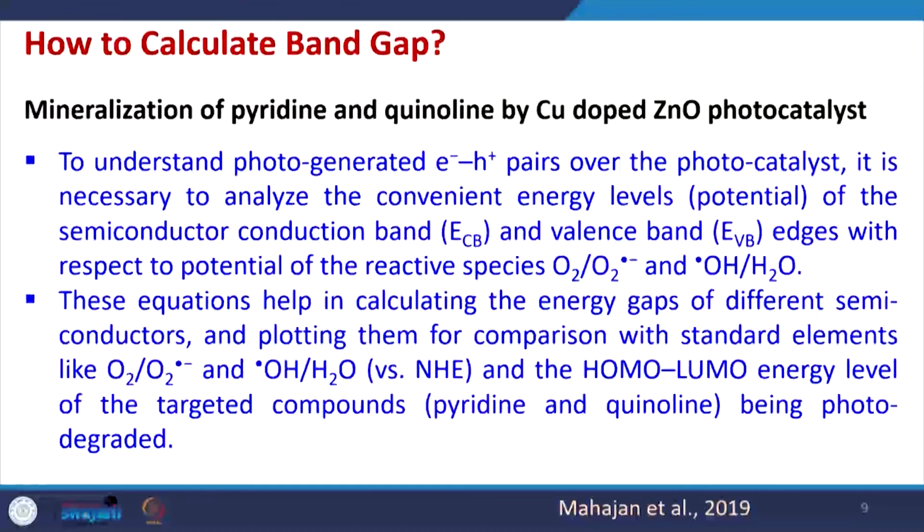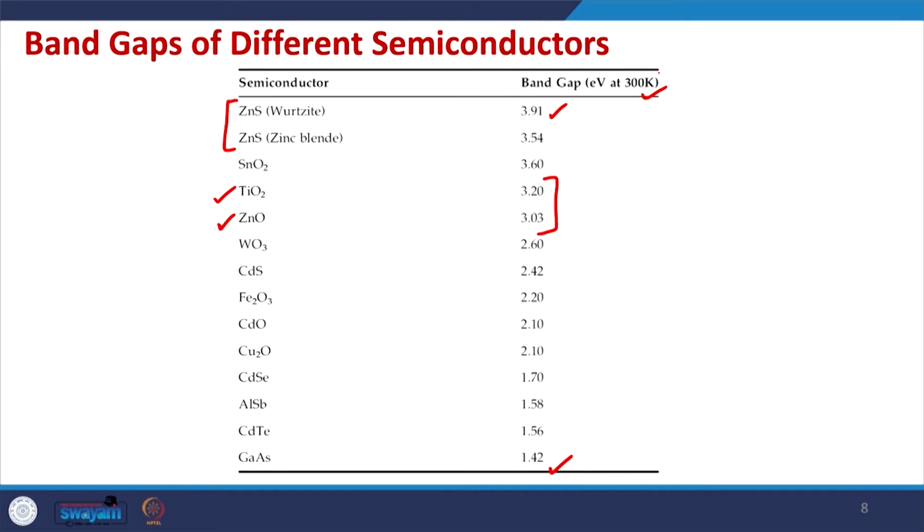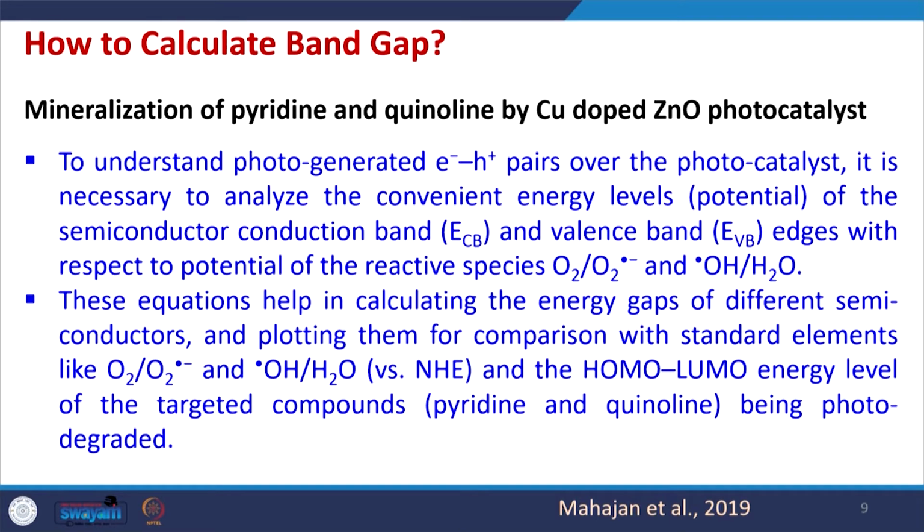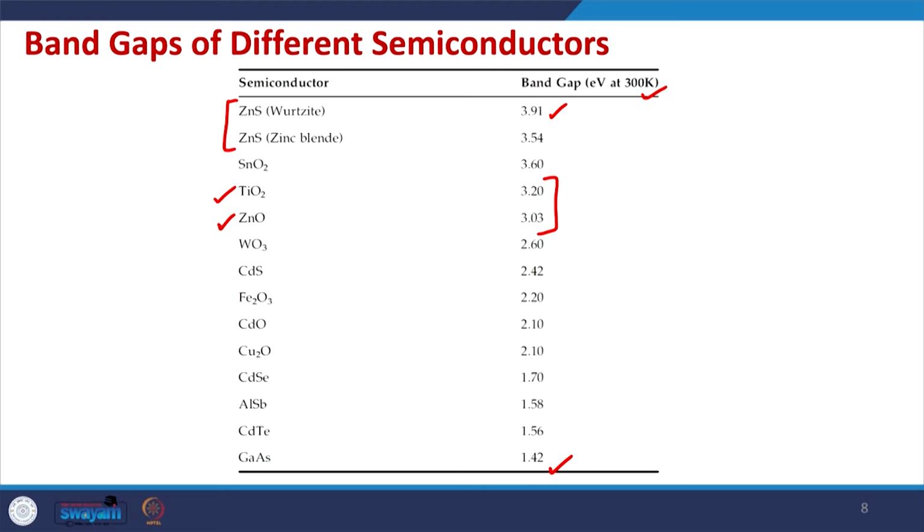So, how do we calculate the band gap of any new semiconductor material or any new photocatalyst that we synthesize? In this example, mineralization of pyridine and quinoline by copper doped zinc oxide photocatalyst has been given. Now, people are working to use different types of photocatalysts and to reduce the band gap. So, why do they want to reduce the band gap and how can they do this? They can reduce the band gap by doping or using localized states. There are many possibilities in that, but here we will try to understand why they are going for reduction in the band gap, in particular for TiO2 and zinc oxide.